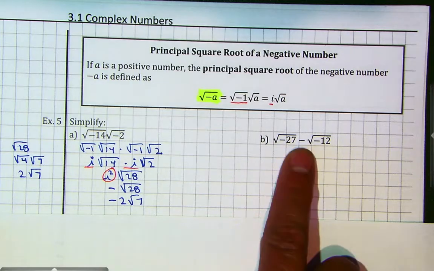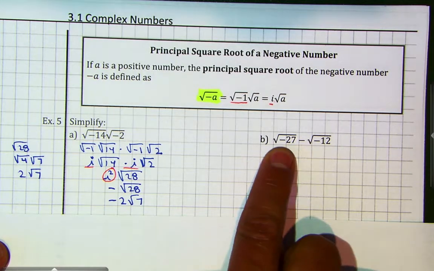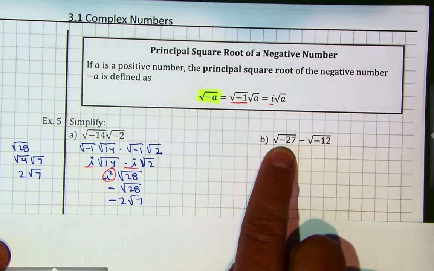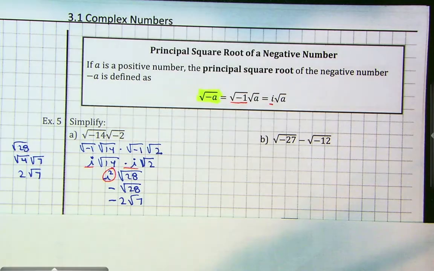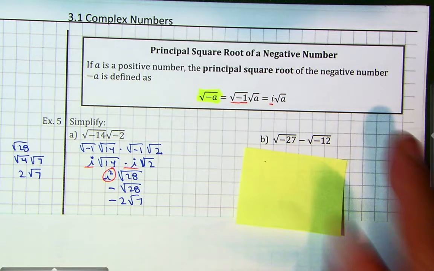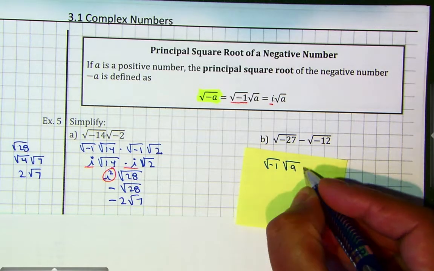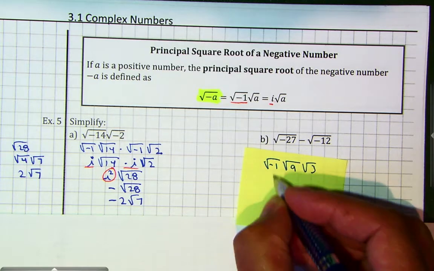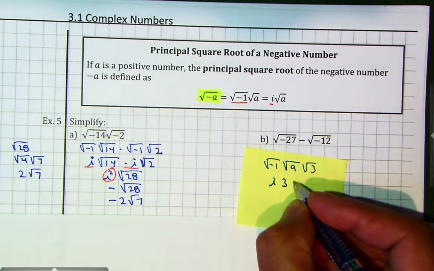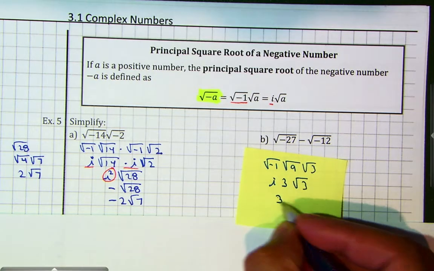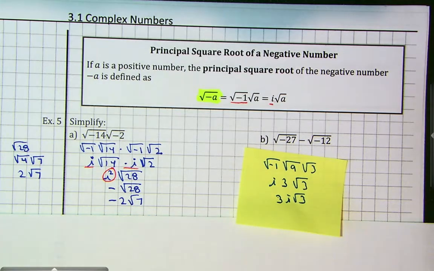Now, when we subtract, we're going to go through the same process. We are going to change this: square root of negative 27 will be 3 square root of 3, correct. I can rewrite it as square root of negative 1 times square root of 9 times square root of 3. That is i, this is 3, this is 3. So we can write it down as 3i square root of 3. Do you agree?